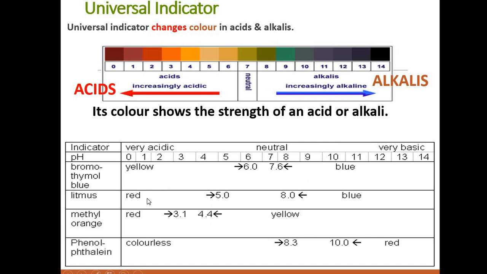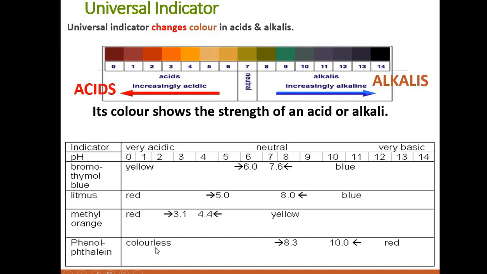And litmus will show red color for acid and litmus will show blue color for base. Similarly, methyl orange indicator will show red color for acid and for basic it will show yellow color. So we can say for basic you will get value 8.0.